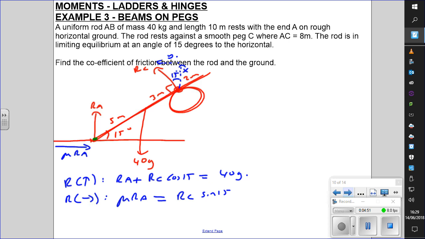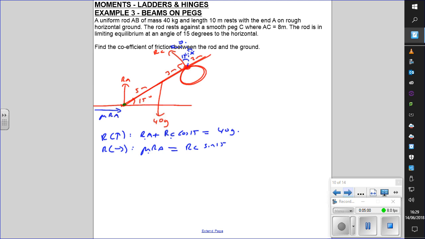The only thing is we've got 3 variables, RA, RC, and mu, but only 2 equations. So where's that third equation going to come from? Correct. It has to be from moments, okay? Where is it sensible to take moments from? A, yes, because you want to knock out the most amount of forces possible. So take the pivot generally where the most amount of forces are attached to it, because their perpendicular distance will be naught. So you just ignore them, okay?